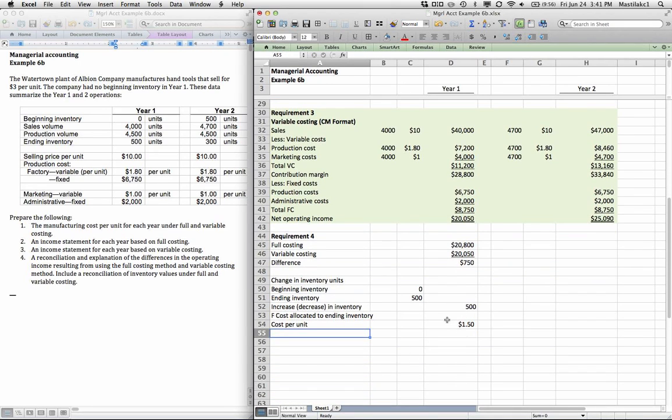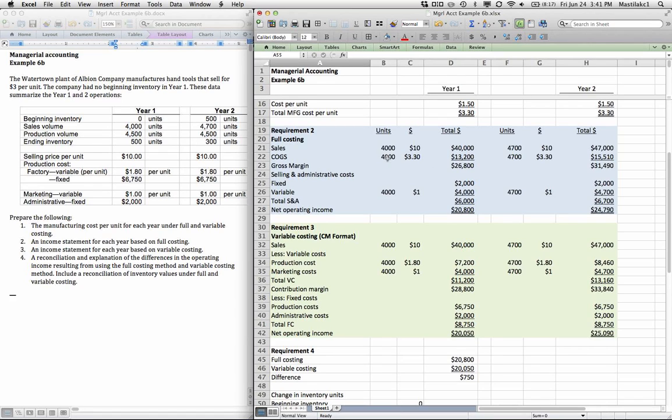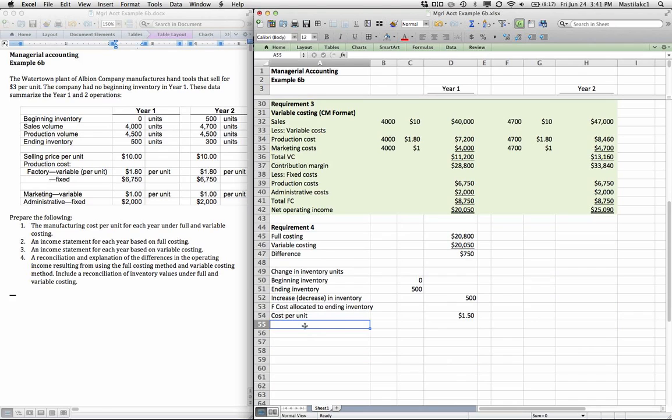That's still sitting in our inventory account on our balance sheet, and it's not sitting in our income statement in cost of goods sold. Only 4,000 units worth of fixed overhead costs are included in cost of goods sold, not 4,500. So we can think about this as cost deferred to ending inventory. 500 units times $1.50 per unit is $750. That's exactly the same thing as our difference in net operating income.